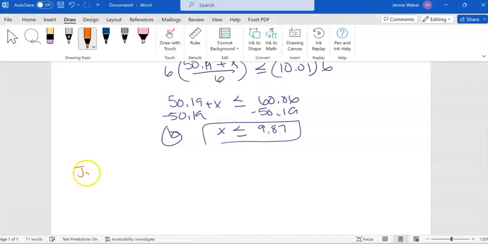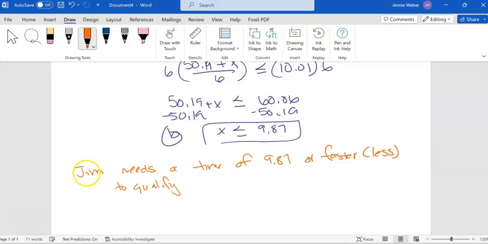This means that Jim needs a time of 9.87 or faster, okay, which is less, right, to qualify for his next race. Okay, so his time needs to be 9.87 or faster to qualify for his next race.